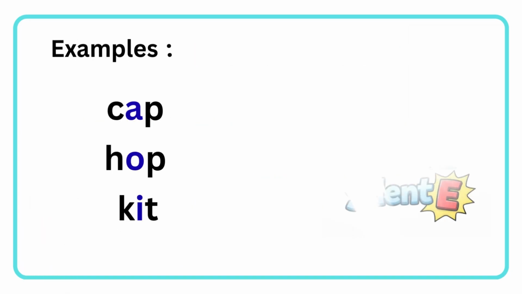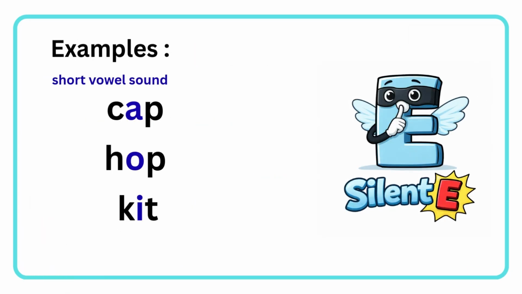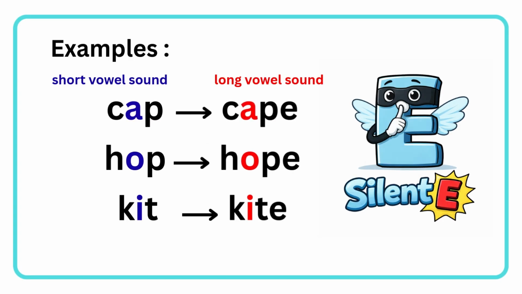Let's compare these pairs. Without the E, the vowel is short. Cap, hop, kit. With the silent E, the vowel is long. Cape, hope, kite.